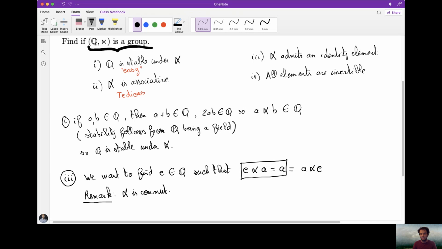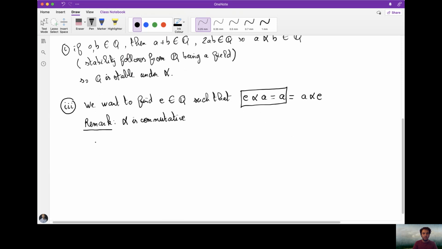Now we just need to solve the equation. We plug in what the operation means. So we want E plus A plus 2EA to be equal to A. We can just solve for E in this equation. We simplify the two A's, and we get E times (1 plus 2A) is equal to 0. And this should be true for all A. So the only solution is E equals 0. That's the only way in which this can vanish if we're doing this for all A belonging to Q.